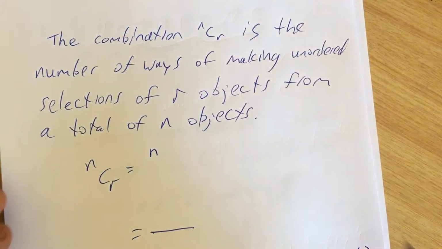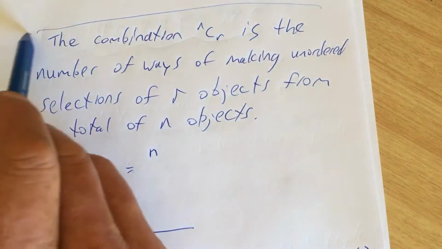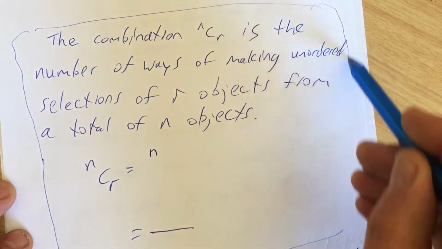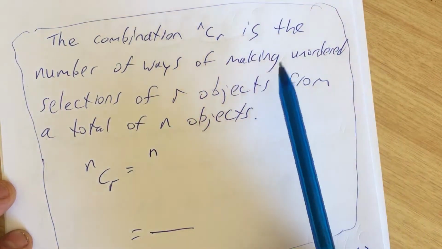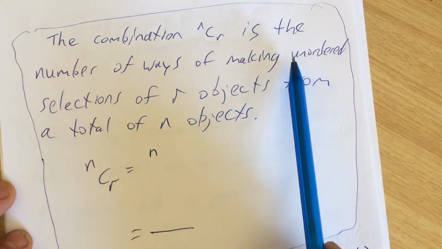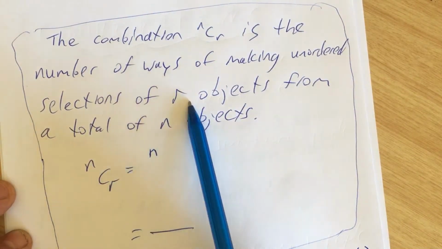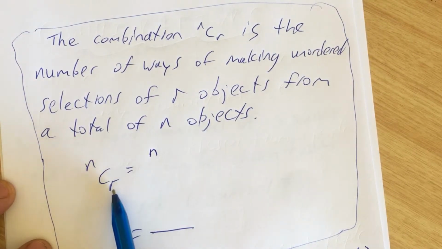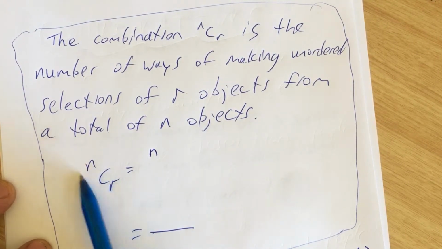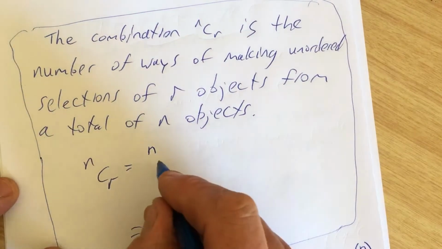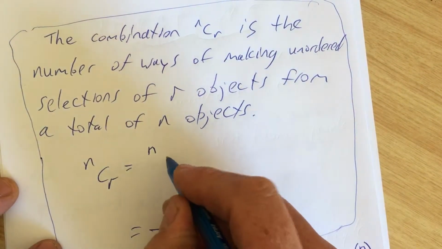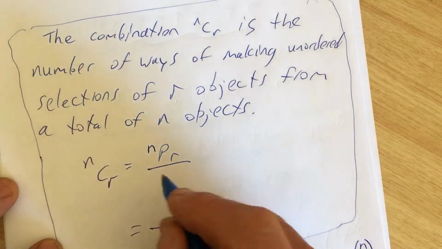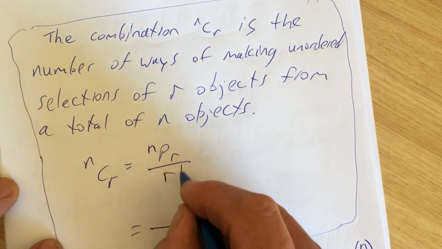So the combination, NCR, is the number of ways of picking unordered selections of R objects from a total of N objects. So NCR is picking R objects unordered from N objects. And it actually equals a rule, that's what this is becoming here. It's NPR, as we noticed on the other page, all divided by R factorial.